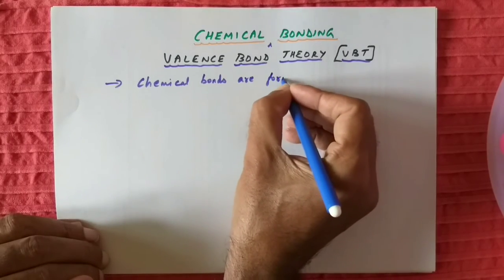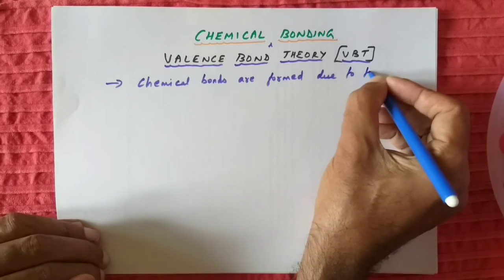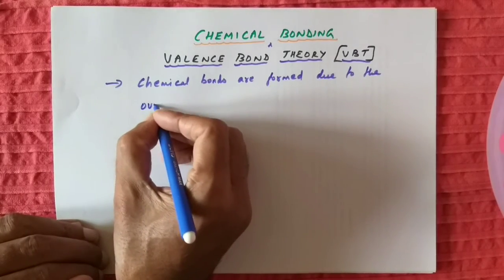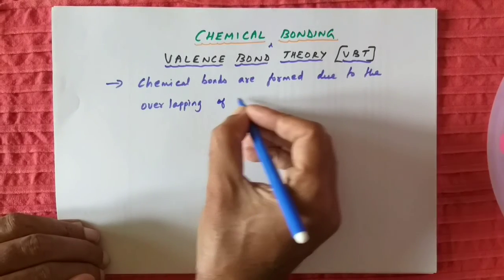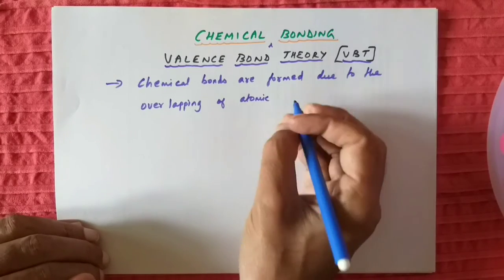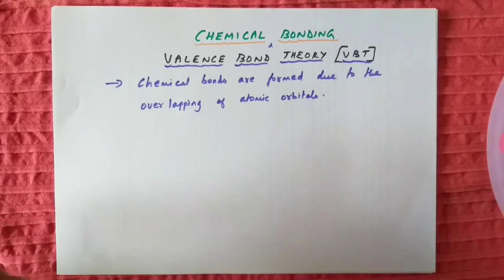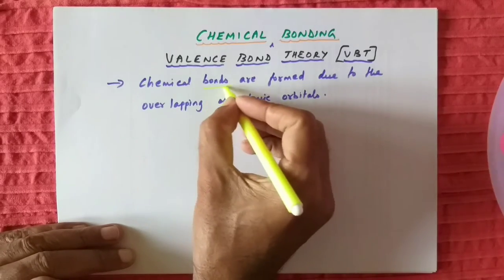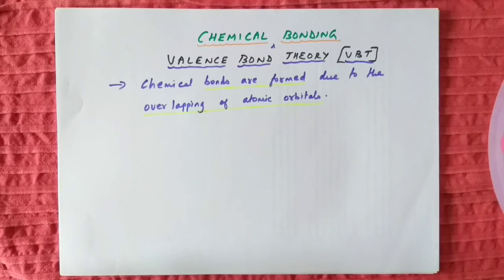due to the overlapping of atomic orbitals. So, this theory tells us that the chemical bonds are formed due to the overlapping of atomic orbitals. Most importantly, it tells that the bonds are formed due to overlapping of atomic orbitals. It's the basic idea of the valence bond theory.